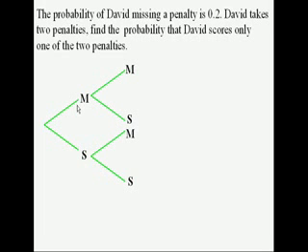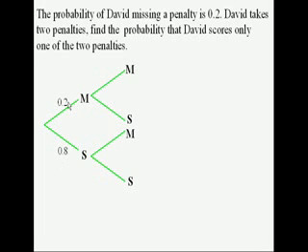So let's have a look at the first option. Miss a penalty and miss a penalty. So what we should do is label the probabilities on the branches. The probability of him missing a penalty is 0.2, and we got that from the question. The probability of him scoring the penalty then must be 0.8, because probabilities add up to 1.